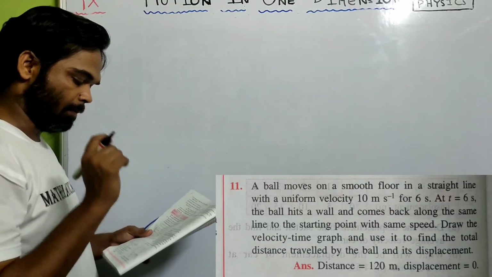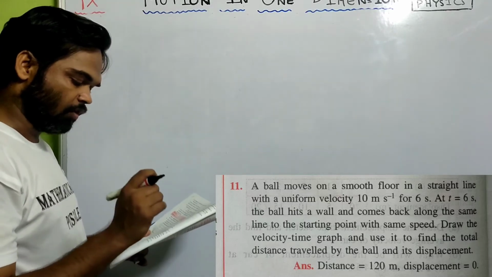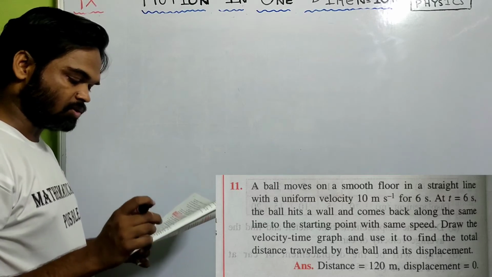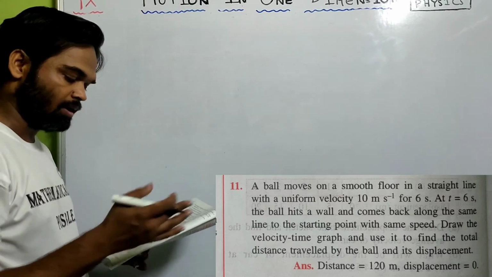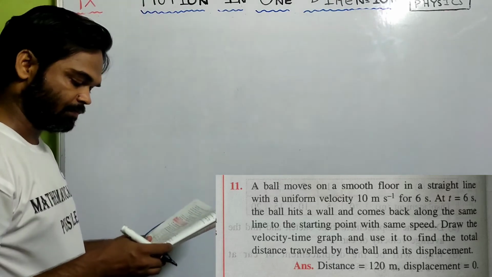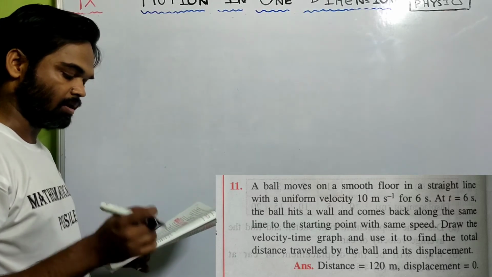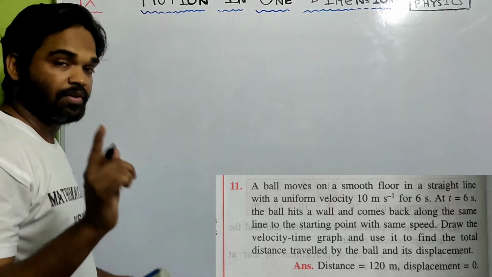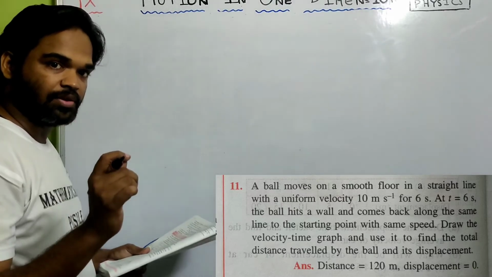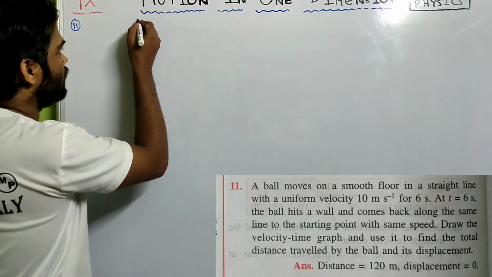Now look at number 11. A ball moves on a smooth floor in a straight line with a uniform velocity 10 meter per second for 6 seconds. At t equals 6 seconds, the ball hits the wall and comes back along the same line to the starting point with same speed. Draw the velocity time graph and use it to find the total distance traveled by the ball and its displacement. We've done a graph like this. You can click on the I button and see the video, all the graphs I've explained. If you see that video now, it will be quite clear.